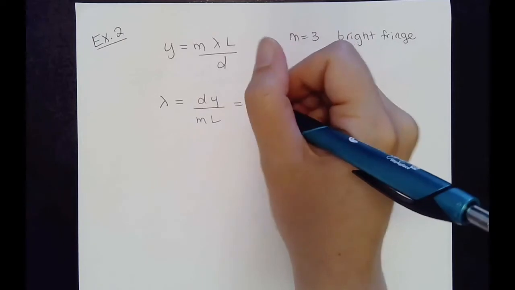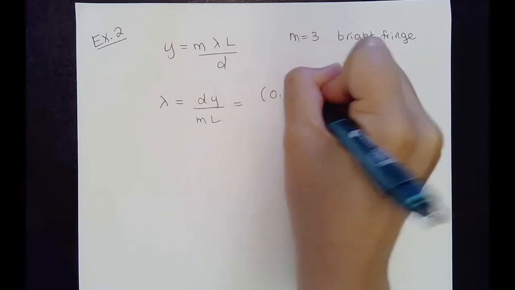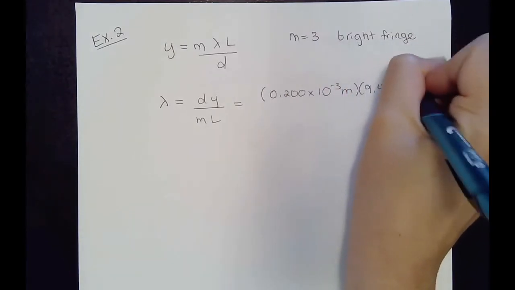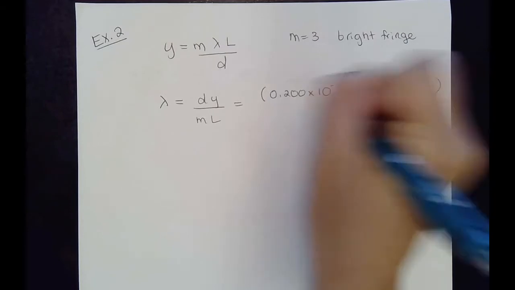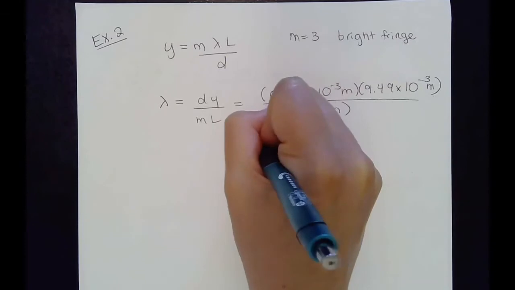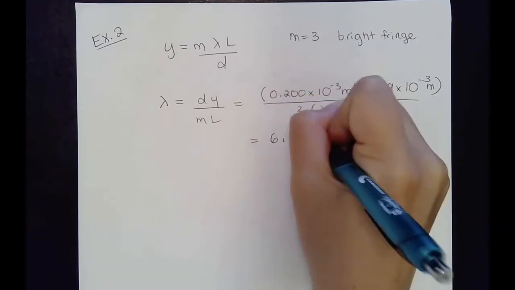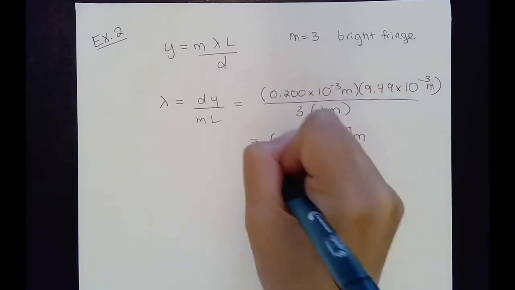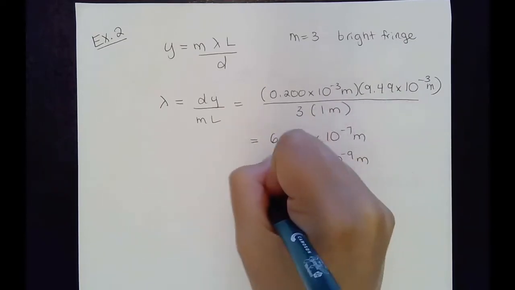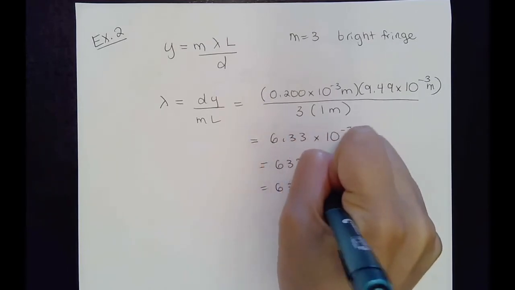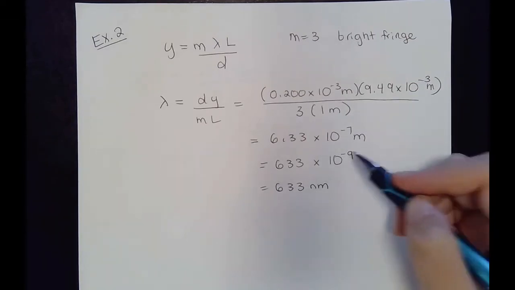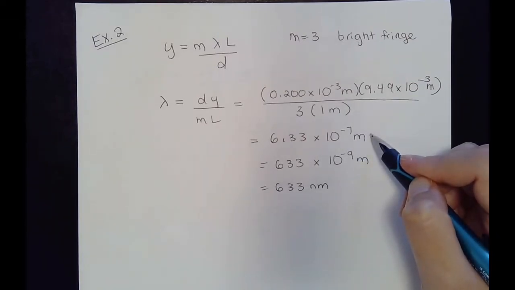So I'm going to put everything into meters: 0.2 times 10 to the negative 3 meters times 9.49 times 10 to the negative 3 meters, over m, which is 3, times L, which was 1 meter, gives me 6.33 times 10 to the negative 7 meters. So this is 633 times 10 to the negative 9 meters, or 633 nanometers. Often for light, especially visible light, we'll express the wavelength in nanometers, but of course this is correct as well in proper scientific notation.